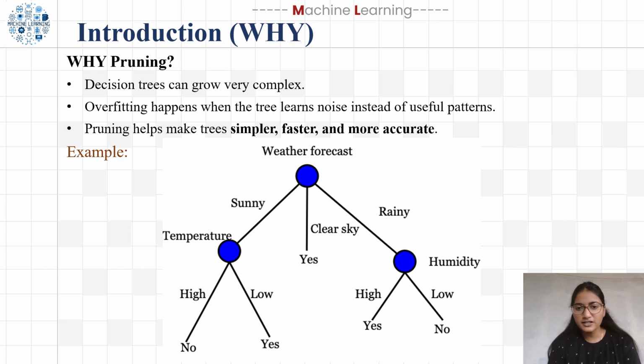So let's look at this example here. The one tree looks messy with too many branches, and that's what we call overfitting. And by pruning, we cut off those unnecessary splits and keep only the important ones, just like trimming a plant. So by pruning, the tree becomes neat and healthy.